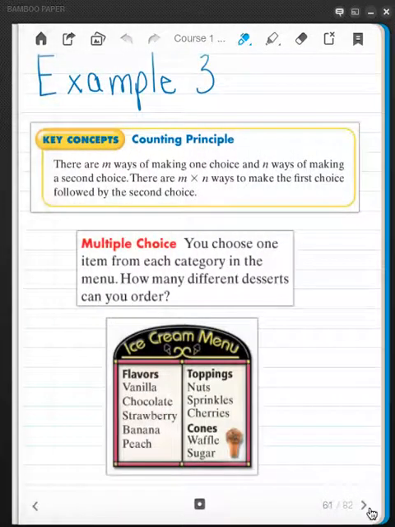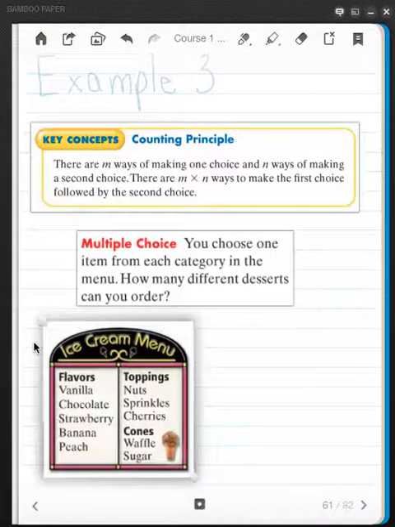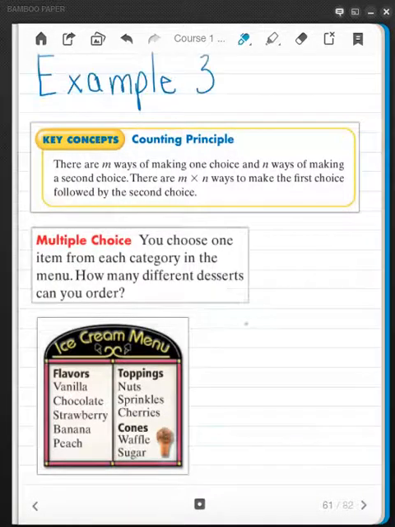Okay, so let's take a look at example 3, the counting principle. The counting principle says, I'm going to move this over a little bit so I have some more room. There are m ways of making one choice and n ways of making a second choice. So there are m times n ways to make the first choice followed by the second one. So let's take a look at my ice cream menu. You choose one item from each category, one flavor, one topping, one cone. How many different desserts can you order?